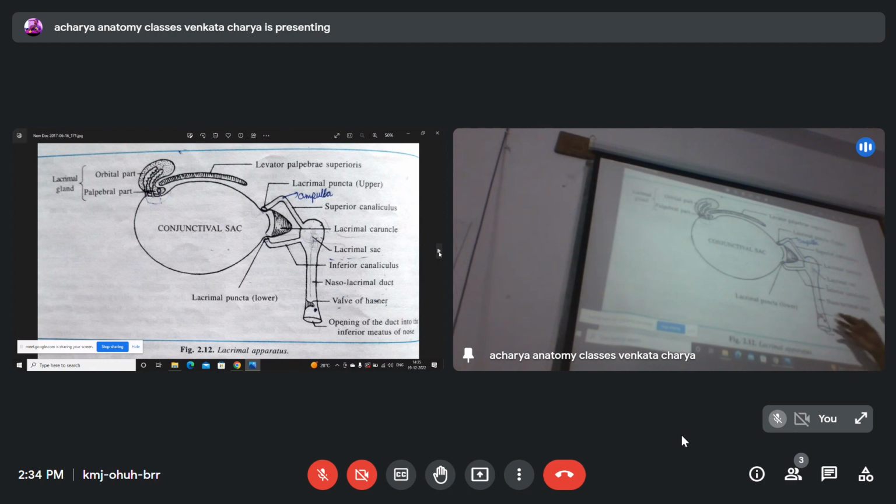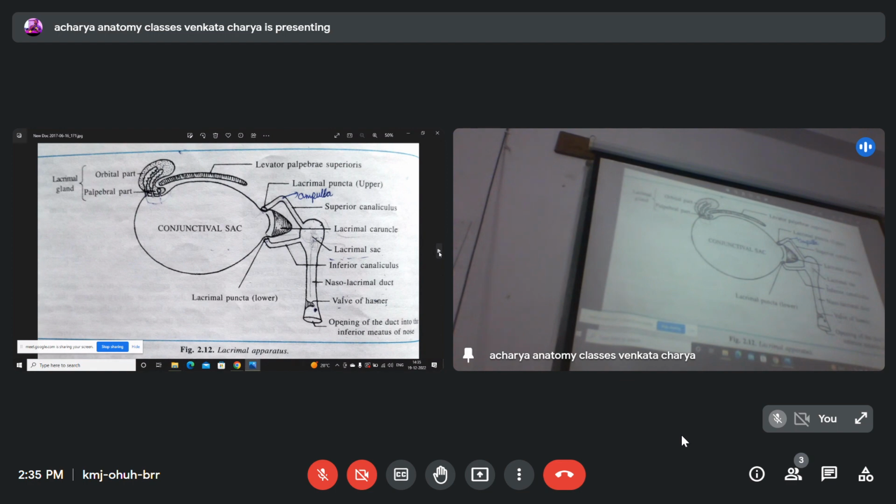In the nasolacrimal duct, there is one valve, called the valve of Hasner. Whenever this valve opens, the tears pass through the nasolacrimal duct and open into the inferior meatus of the nasal cavity.